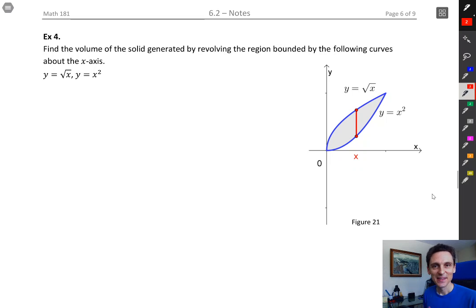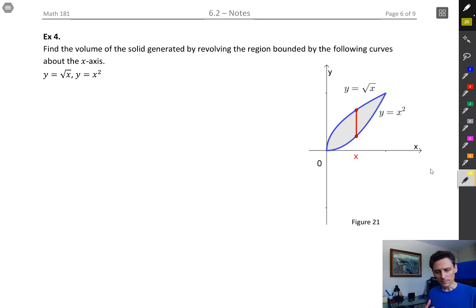Welcome back. Example 4 is really interesting. It says find the volume of the solid generated by revolving the region bounded by the following curves about the x-axis. Y equals the square root of x and y equals x squared. Figure 21 shows a little sketch of what that looks like. We'll talk about some of the details in just a moment.